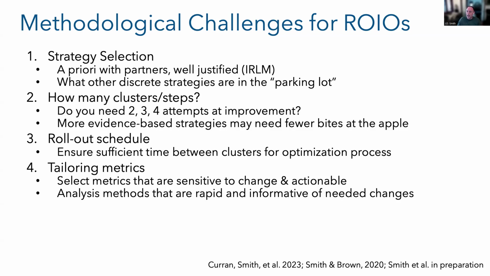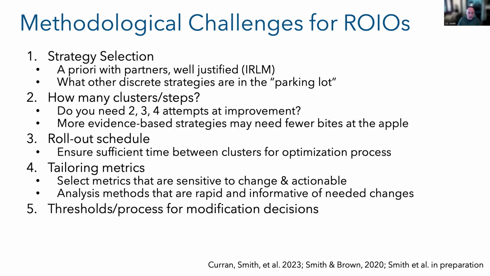You also need to have analysis methods that are rapid and informative of needed changes. This is not typically statistical methods. We're using things like short control charts, as well as other quality improvement type ways of understanding the data to think about, okay, was that a significant level of change or not? You can use little interrupted time series type analyses as well. And for qualitative data, we use rapid qualitative analysis to get quick, down and dirty data to make decisions in that process.